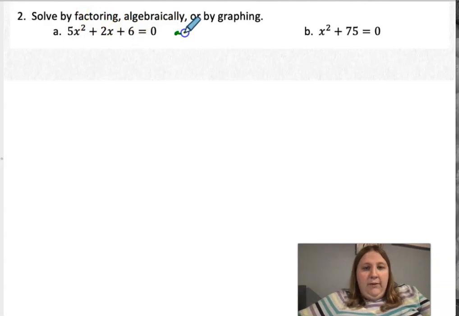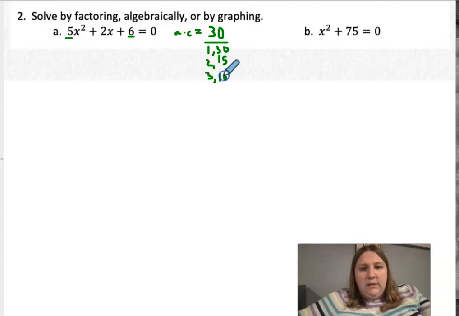So for solving by factoring, I need to look at a times c. In this case, a is 5, c is 6, so a times c is 30. And then I want to think about my factors of 30. So there's 1 and 30, 2 and 15, 3 and 10.